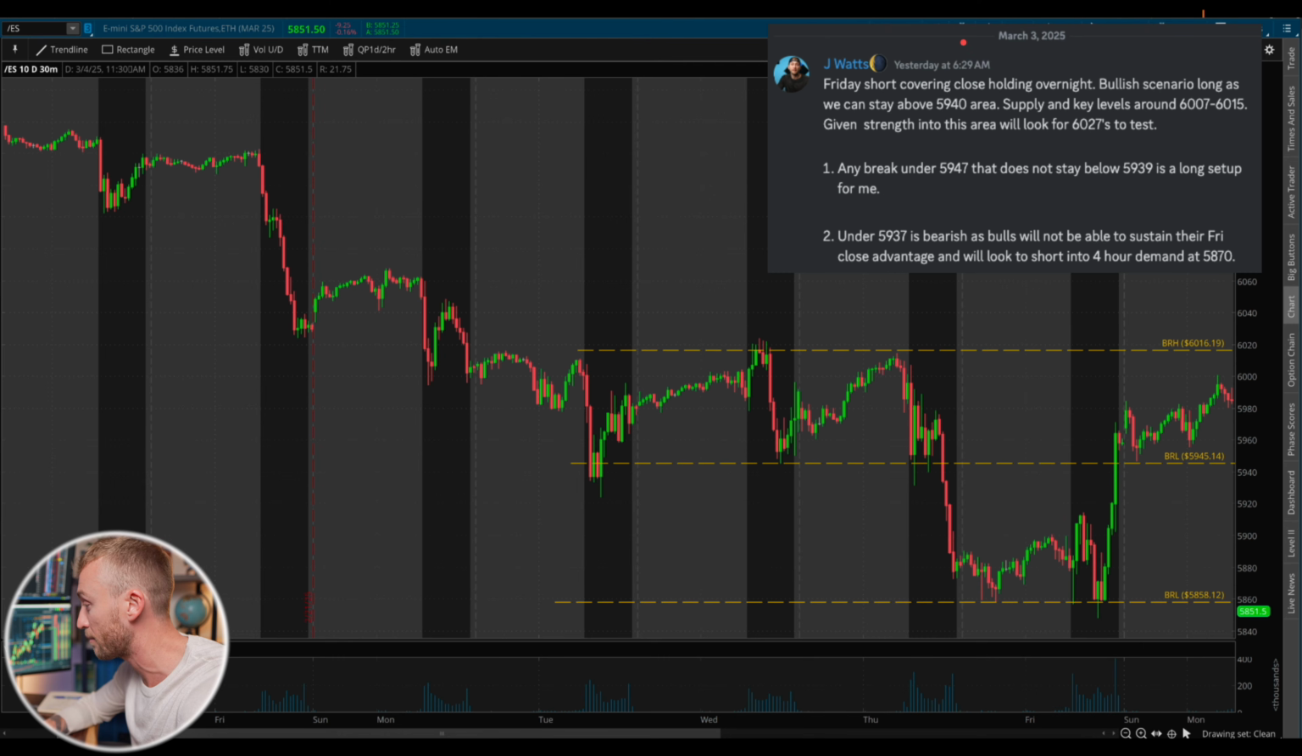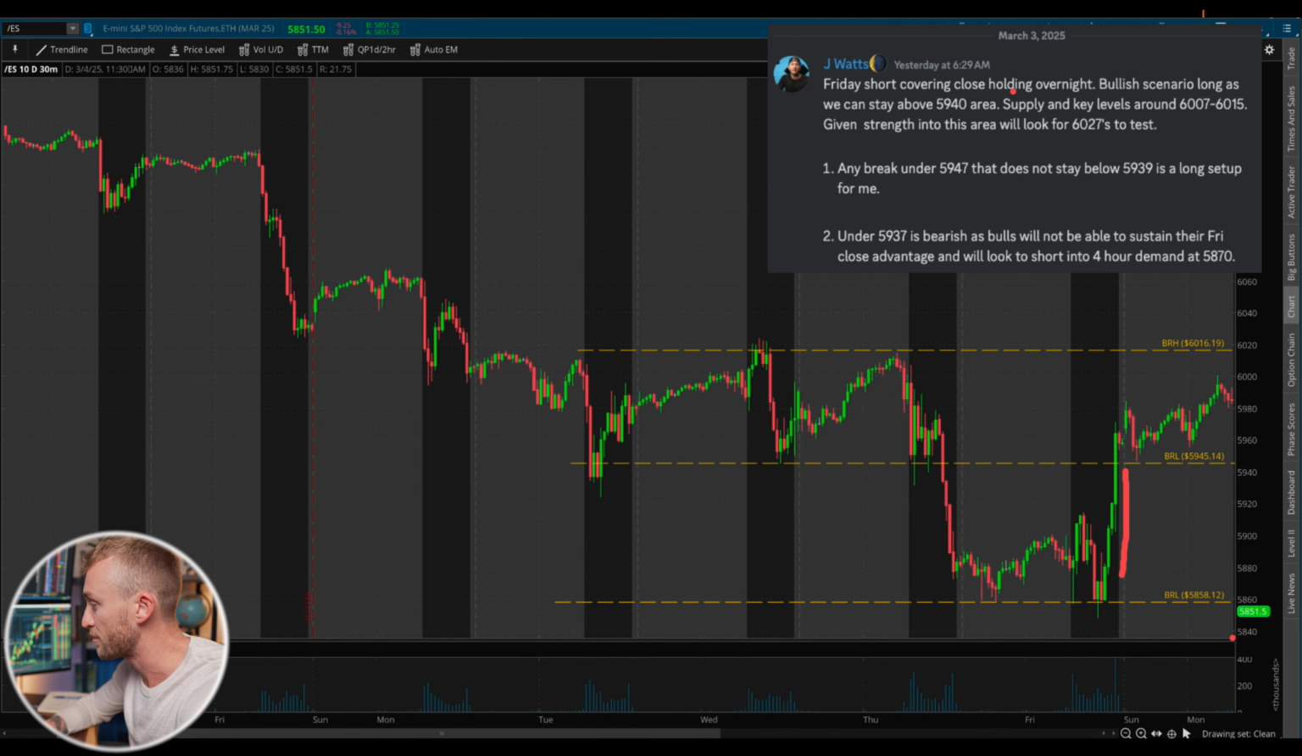So every day inside Full-Time Trader, I do my pre-market plan and I go over the potential setups I'm looking for. And I give a long and a short case since I don't know what's going to happen. So this was a Friday short covering rally right here. This chart is right before the open, right before the bell. So this is what I'm looking at when I'm writing this.